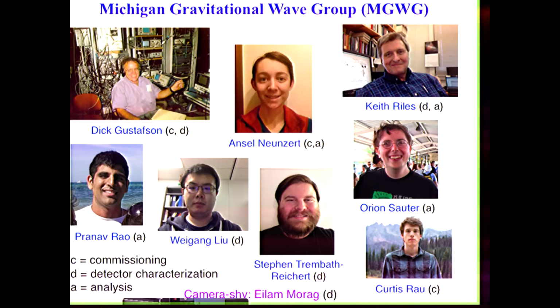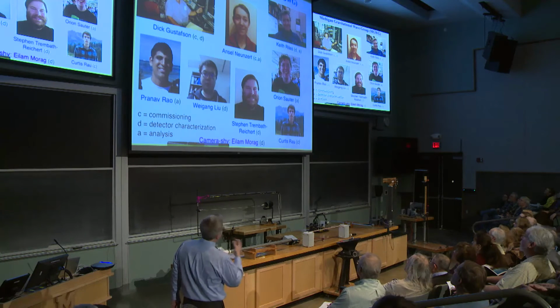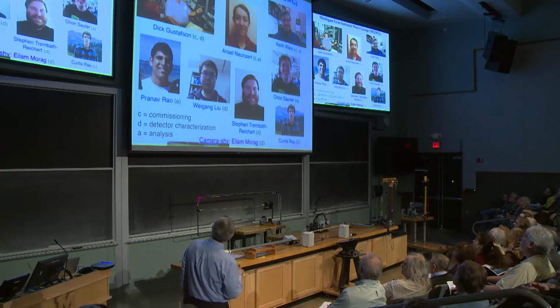Okay, here's our group at Michigan. This is Dick Gustafson. He's a senior research scientist who's stationed full-time at LIGO Hanford Observatory. Spends a lot of his time on commissioning work. This is his natural habitat, surrounded by electronics and a tangle of cables, which he knows how to make operate. This is my natural habitat, tethered to a computer screen. And then here are two graduate students in our group, Ansel and Orion. And then we have 5 undergraduates, one of whom didn't send me his picture. We have Pranav, Weigang, Stephen, Curtis, and Ilam. And we all do various things for the LIGO enterprise. We work on commissioning, detector characterization, and analysis. And you can see these little codes that tell you what each of us spends most of our time on.